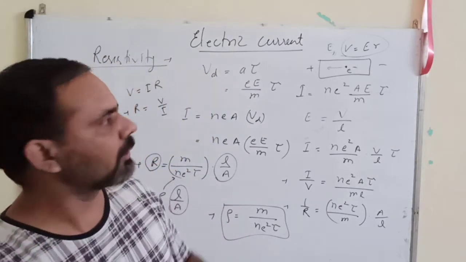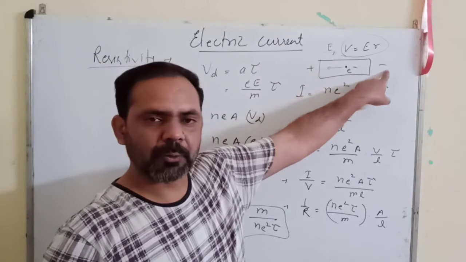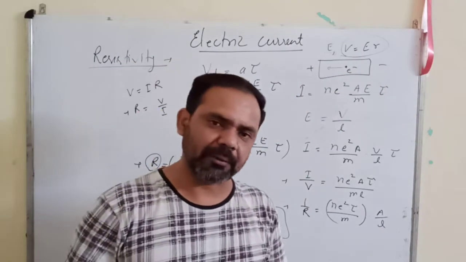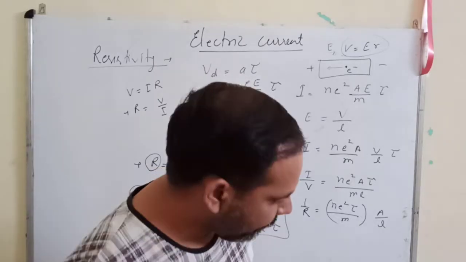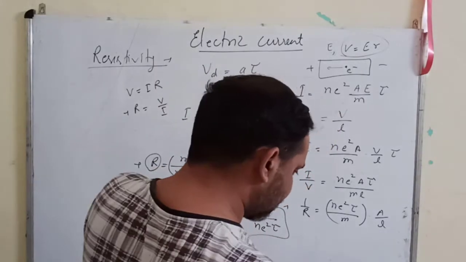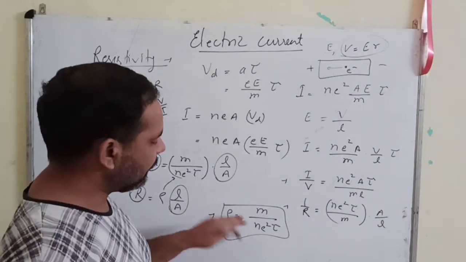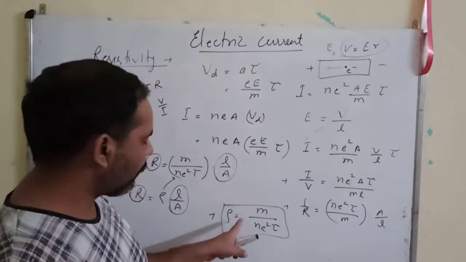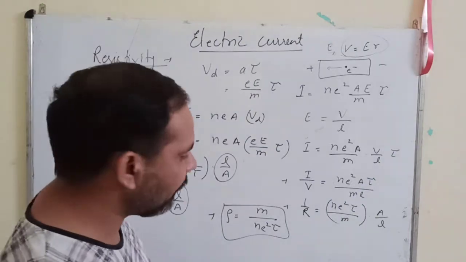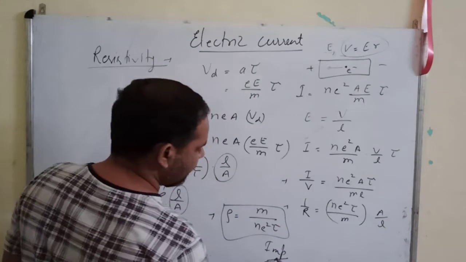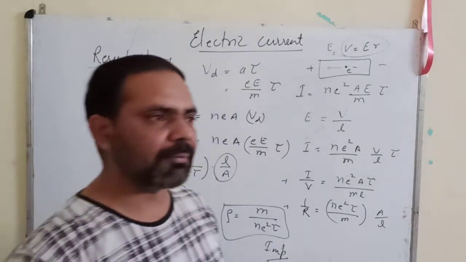A positive charge will be attracted towards the negative terminal, so it will move along the direction of the electric field. All right. So this is the expression for the resistivity of the conductor: rho equals m upon ne square tau, and this expression is important. It is very important from the derivation point of view.